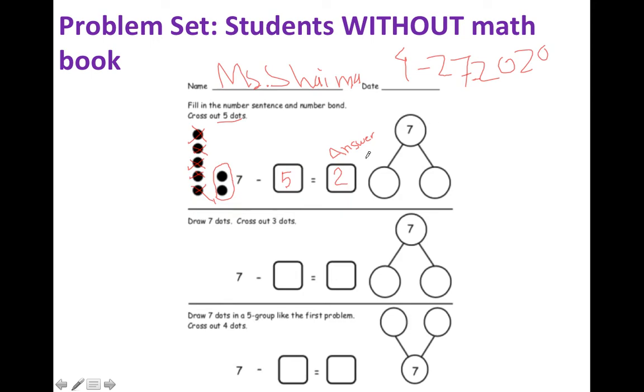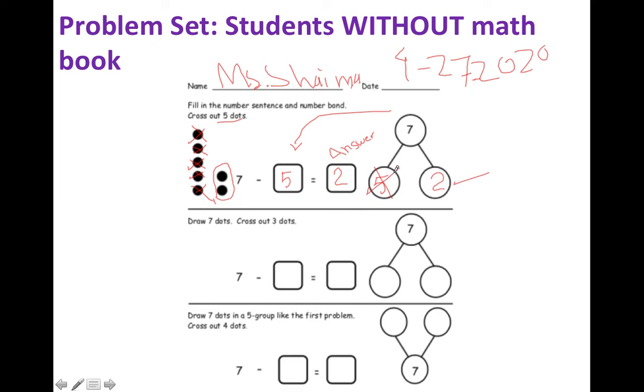So what would my number bond look like? Remember, your number bond always has to match your number sentence. So that would look like 7, which is 7 right here. And one of the parts is 5 because I took out 5. I crossed off 5. So I'm going to cross out 5. Then I'm left with 2. This is the answer. So your number sentence has to match your number bond.